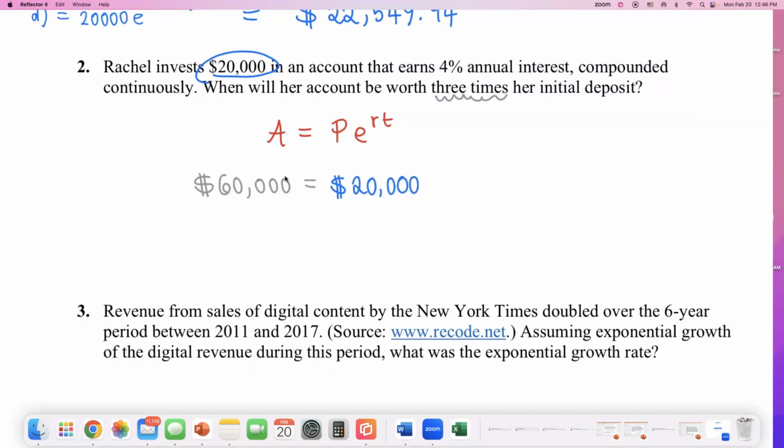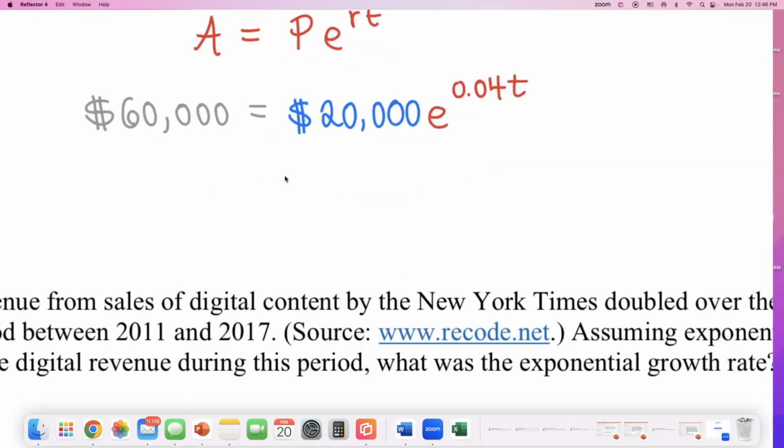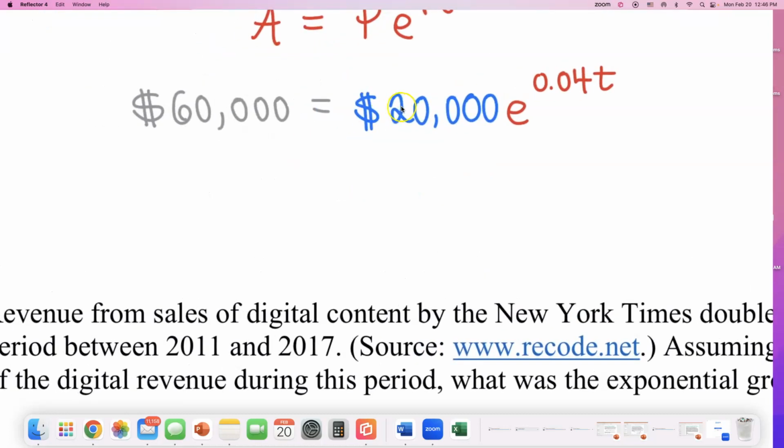And we're raising this, multiplying this by e to the RT power. R is 0.04, but T I do not know because that's what we're trying to find. Like, when will her money be tripled? Okay, so say T for the unknown time T. We're going to try to solve this equation. So what do you do to both sides?